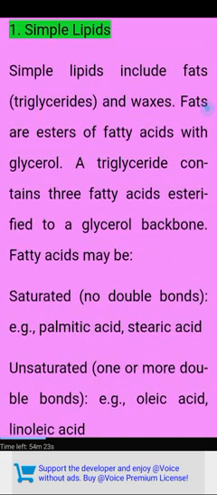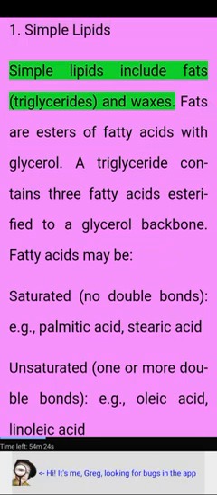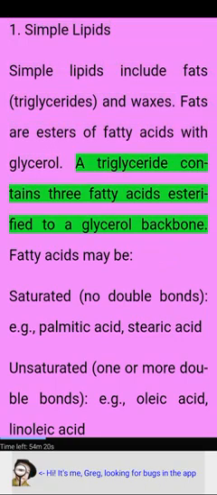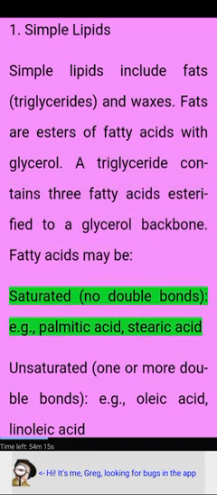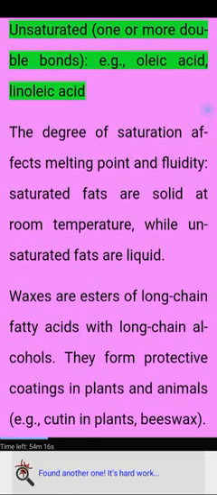1. Simple lipids. Simple lipids include fats, triglycerides, and waxes. Fats are esters of fatty acids with glycerol. A triglyceride contains 3 fatty acids esterified to a glycerol backbone. Fatty acids may be saturated, with no double bonds, e.g., palmitic acid, stearic acid, or unsaturated, with 1 or more double bonds, e.g., oleic acid, linoleic acid.